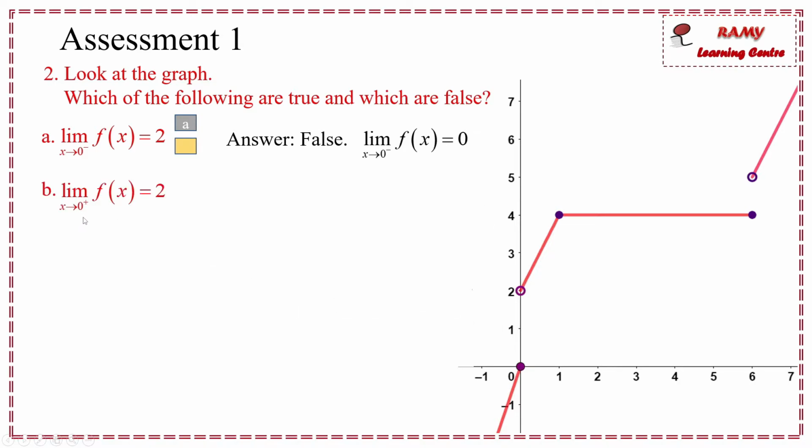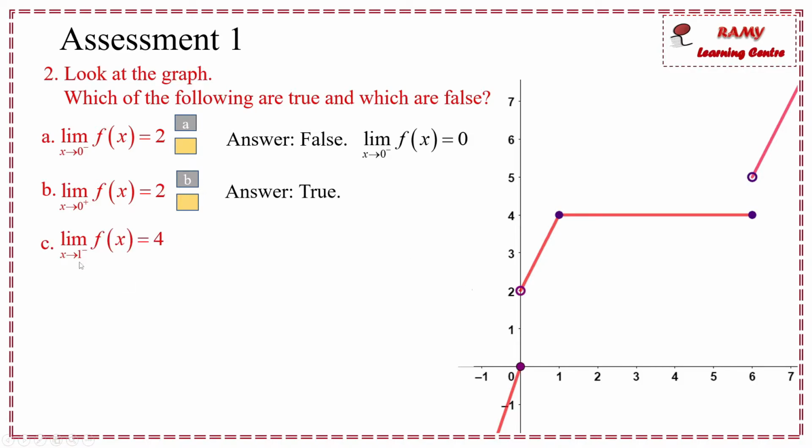Limit x tending to 0 plus of f of x is equal to 2. Let's see if it is true or false. The limit x tending to 0 plus means x approaches 0 from the right. And what value does f of x approach? It approaches the value 2. Therefore, the answer is true.